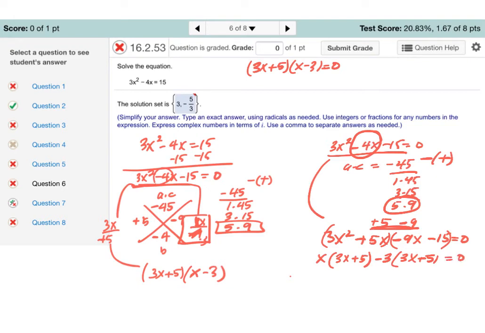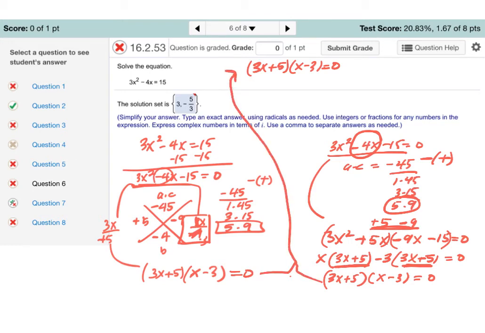Okay? And so in this case here, we can see that they both have a common factor of 3x plus 5. So we factor that out. And what's left over when we factor is x minus 3. Okay? And so in either case, we get the same two factors. Okay? So you can use either one of those methods. Okay, so from there, we'll come above. And if we have two factors multiplied to get 0, we can say the 3x plus 5 is equal to 0, or the x minus 3 is equal to 0, and then solve both equations for x.